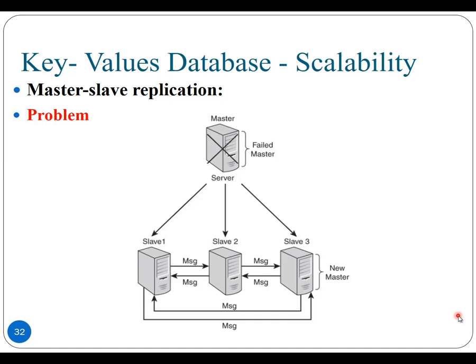Okay, so this is the master-slave replication. We have a master and we have some slaves. The slaves are doing the read operation, and the master does read and write operations. Now, one problem in this structure is that sometimes the master node fails. The master node fails, so we don't have a master. Here we have three slaves. Okay, what happens if the master fails?